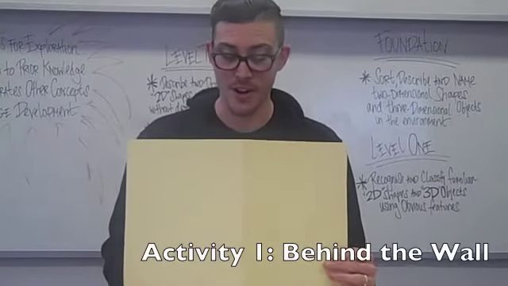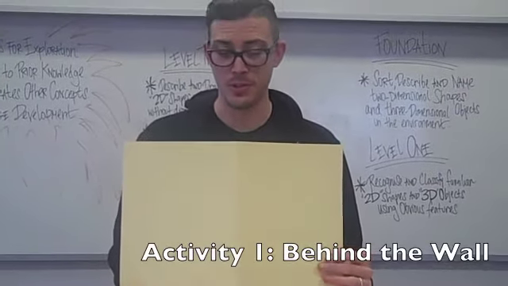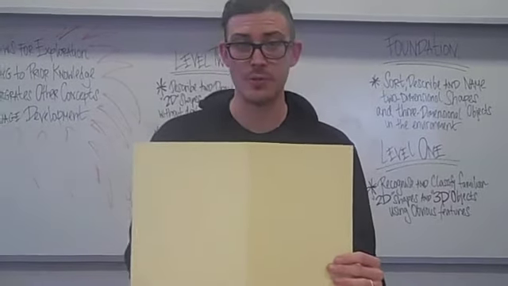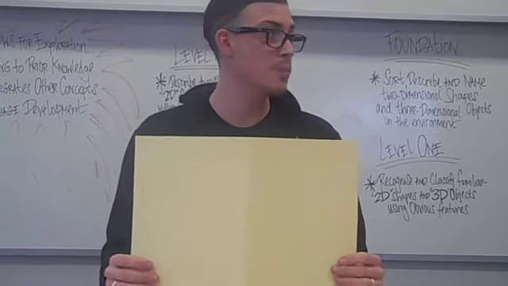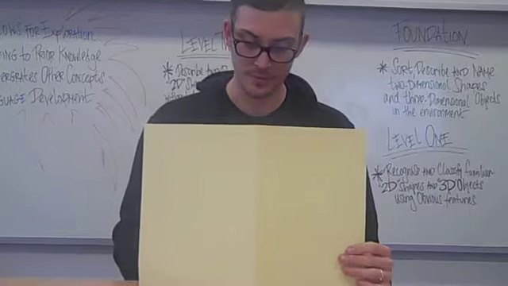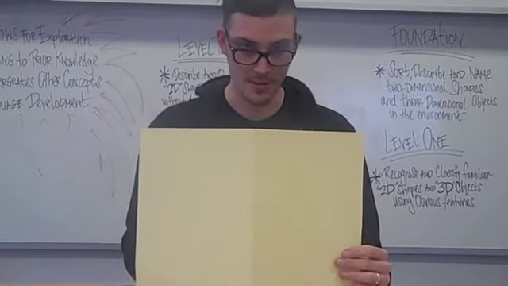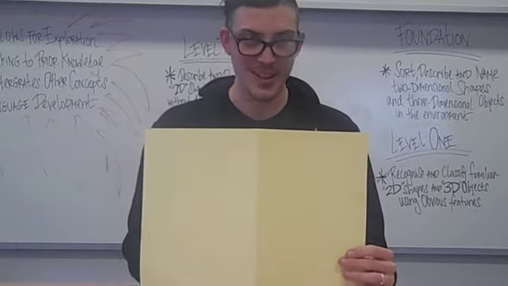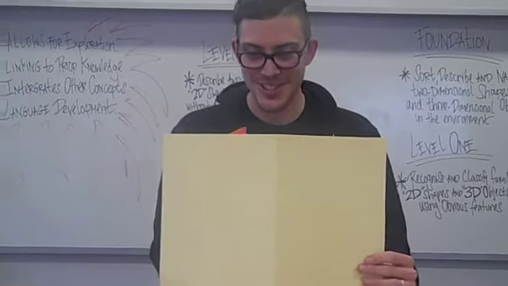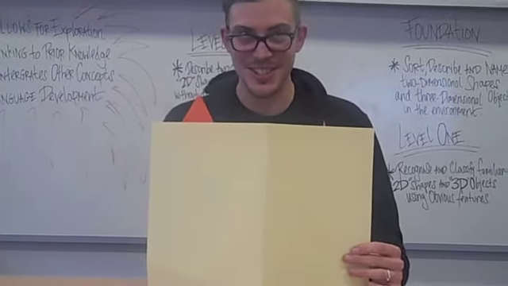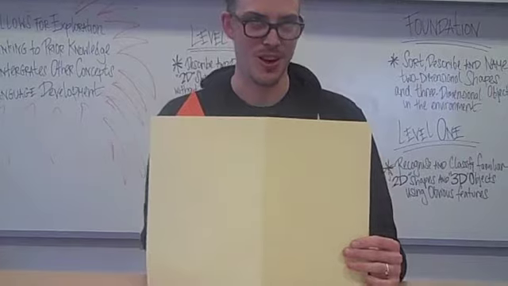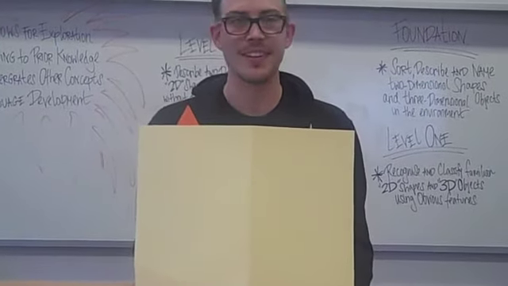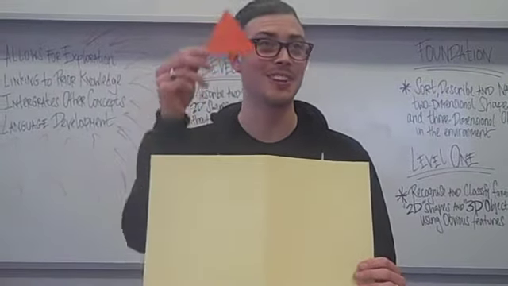Okay guys, so I've got some shapes behind this wall. I wonder if you can guess what shape is popping up behind the wall. Alright, first shape. The triangle! Why is it a triangle, Lucy? Because it's got a point. Yeah, you're right, it's a triangle.